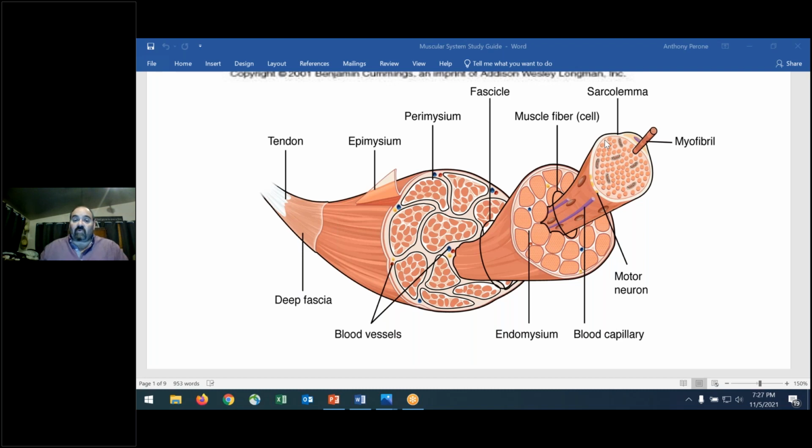All right, so really important that this is the very basics as far as muscle structure is concerned, skeletal muscle. We're looking at connective tissue coverings. We're looking at the basics as far as what muscle is comprised of.